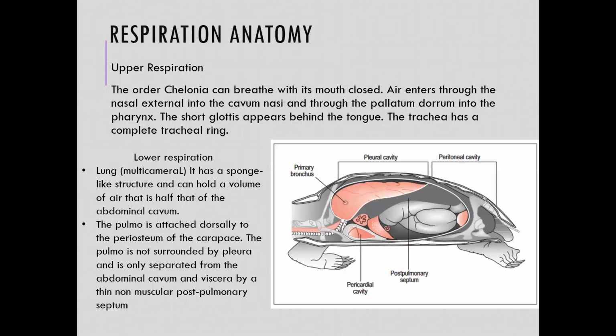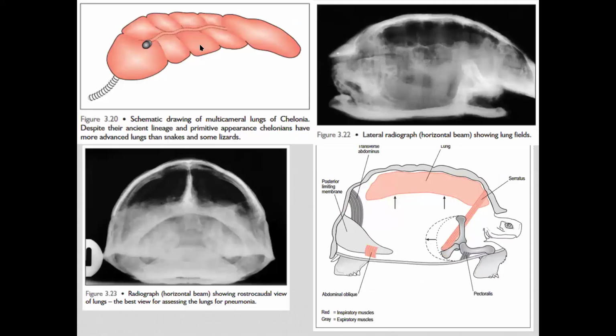It is only separated from the cavum abdominal by the postpulmonary septum, but it is a little bit different from the diaphragm because they don't have muscle in this pulmonary septum. This one is the picture of their multicameral lungs. As you know, they have more advanced lungs compared with the majority of lizards and snakes.